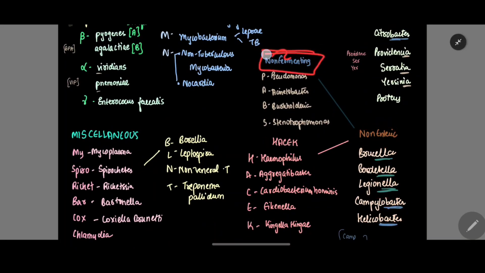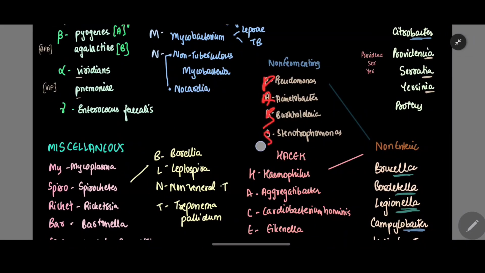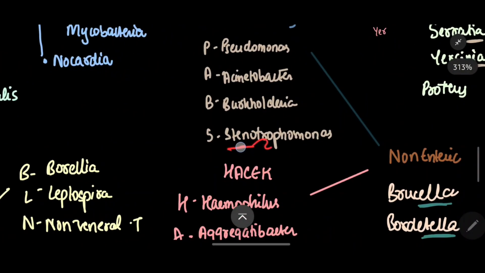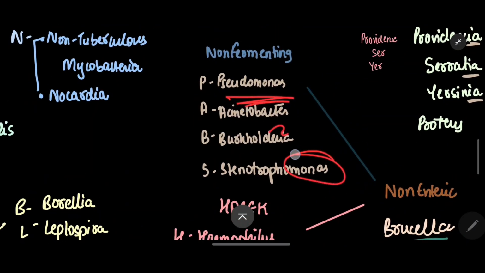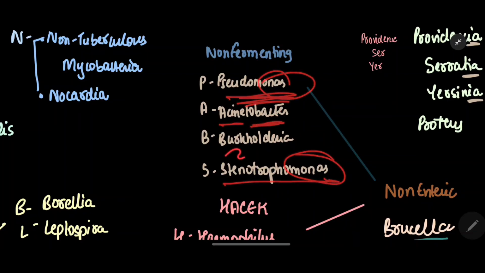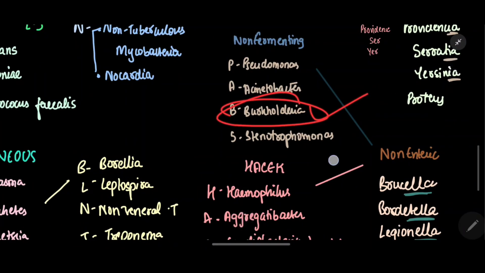And then there are your non-fermenting non-enteric bacteria. So these are your PABS, okay, PABS. P for Pseudomonas, A for Acinetobacter. Again, it ends in bacter, so you can remember that ending in bacter is gram-negative bacilli. And then B is for Burkholderia, and then S is for Stenotrophomonas. So Pseudomonas, Stenotrophomonas, Acinetobacter, and then Burkholderia. Weird names, but okay.